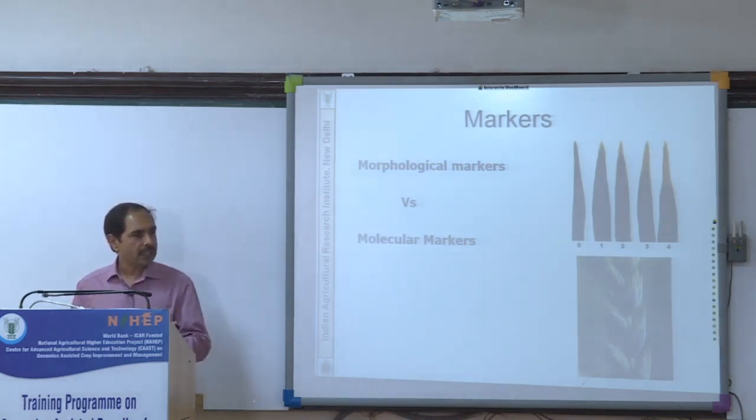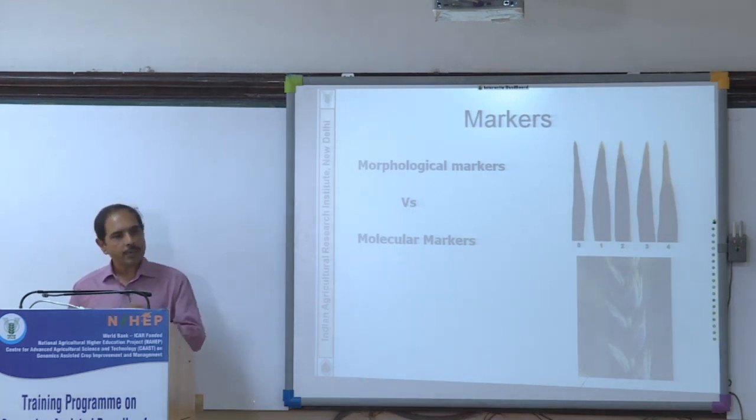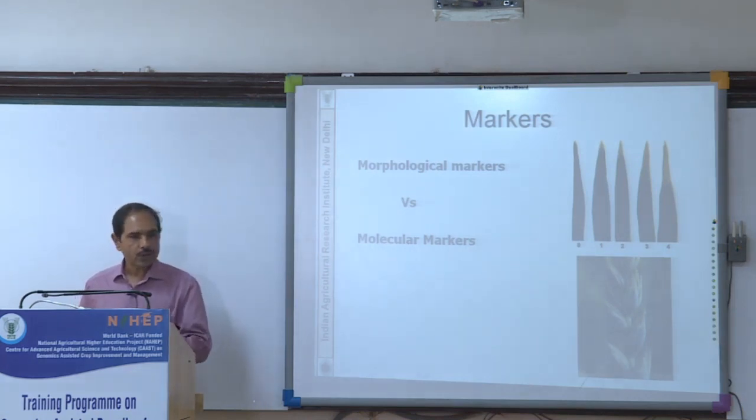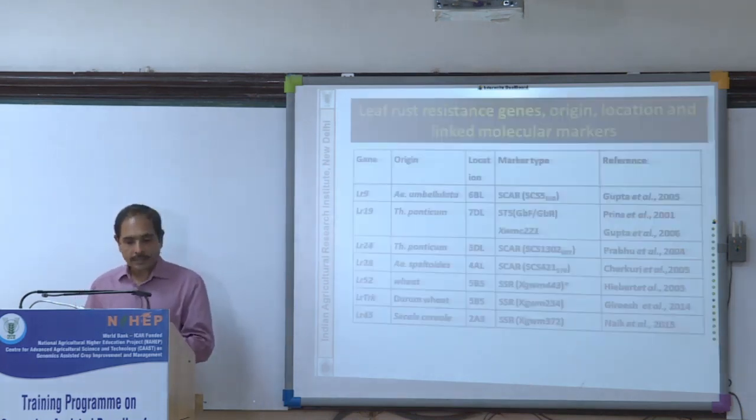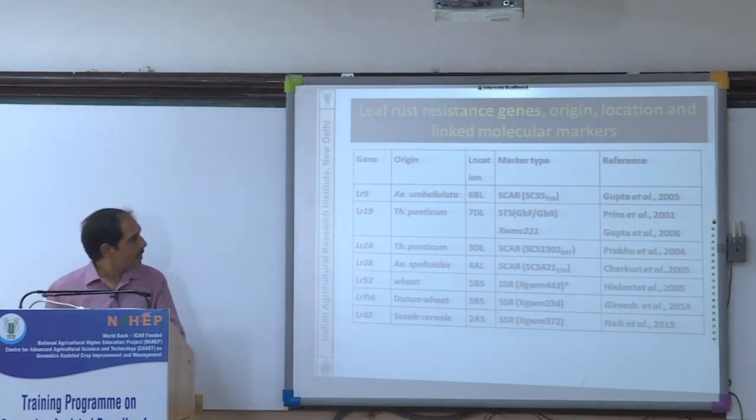If only a single gene is present, it may not protect the crop. So they have to be deployed in combination with other genes. You have to choose a different combination of genes, and you have to devise your strategy of what kind of genes we are going to have for durable resistance. Now, just a few examples I am giving you.